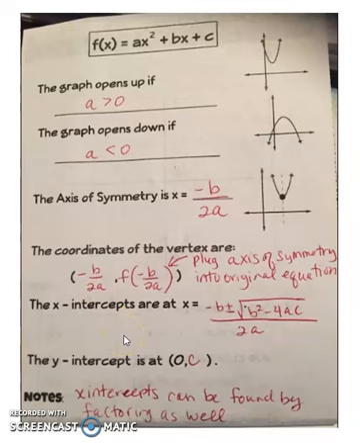For your x-intercepts, you should remember the quadratic formula. It's x equals negative b plus or minus the square root of b squared minus 4ac, all over 2a. You would simply use the letters up here, a, b, and c, to find that. And then finally, the y-intercept is going to be at 0, c. If you plug in x equals 0 for each of these, c would be the constant that you would be left with.